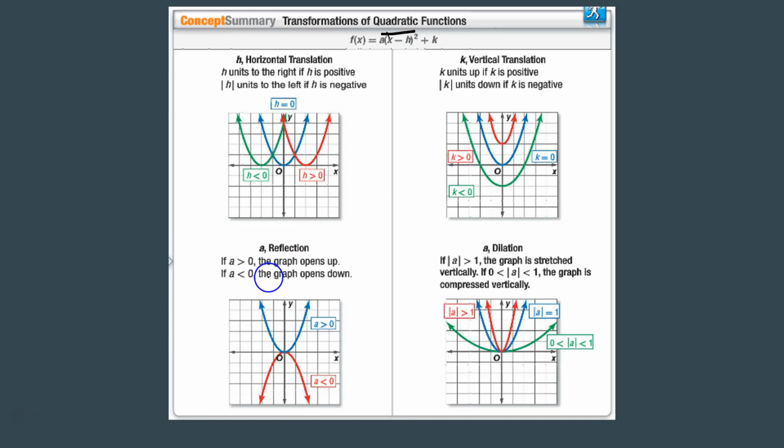A is for the reflection, if it's going to open up or if it's going to open down. A stands for the dilation as well. And it's going to tell us if it's going to be really wide or really skinny.